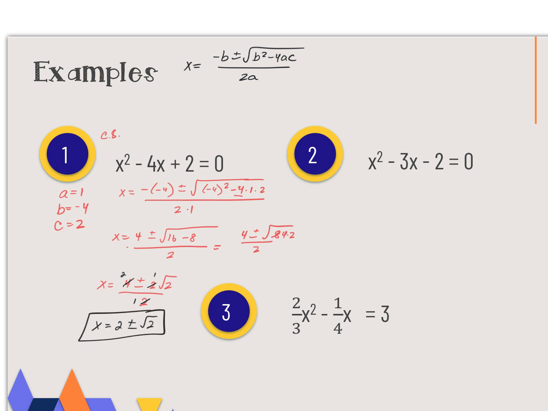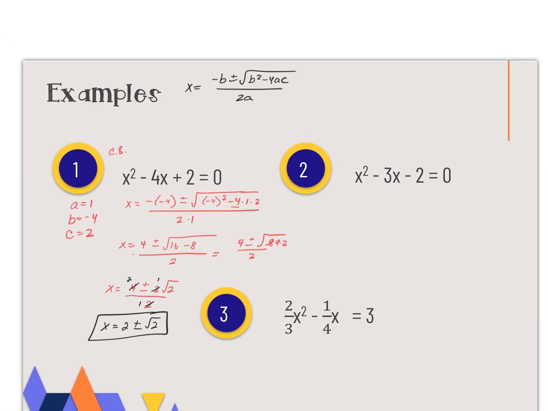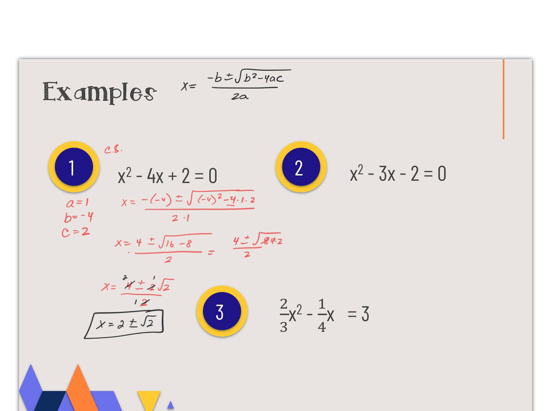And that's my final answer. So again, the process is very straightforward. It's just a matter of memorizing the formula and plugging the numbers in correctly. So let's go to the second one here.